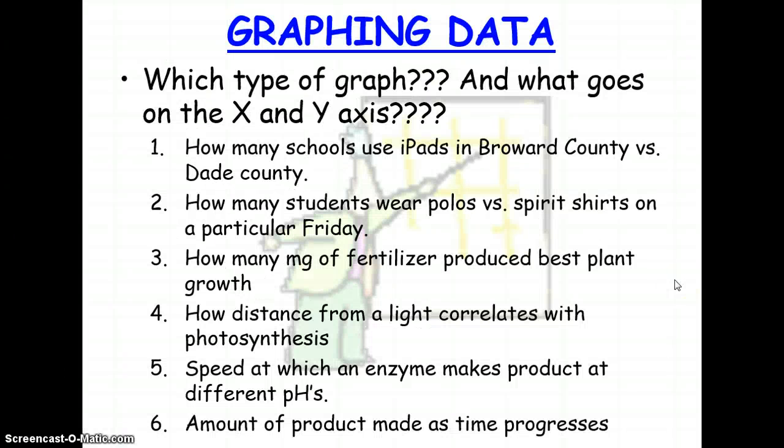All right, number 5, the speed at which an enzyme makes product at different pHs. Well, pH is a number, 1 through 14, and the speed at which an enzyme is making the product could be in milligrams per second or centigrams per minute, but it would definitely also be a number, so another line graph. And finally, amount of product made as time progresses. In this case, you would have time as one axis, and how much product, again, it could be grams, liters, whatever, on the other, so this would also be an example of a line graph.